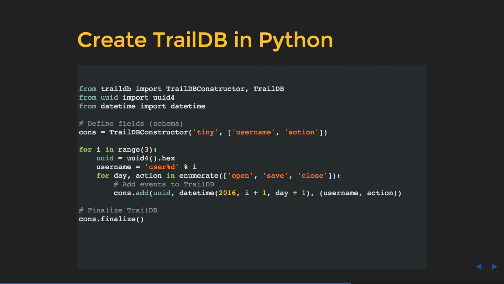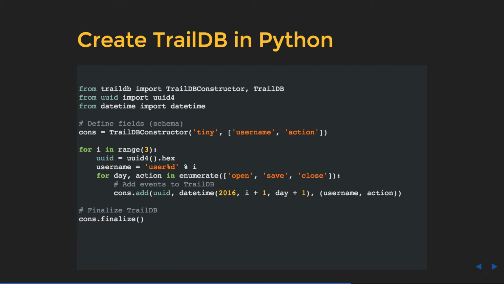In this case, we want to create a new TrailDB. What you do is, first you define a new TrailDB constructor. You announce that, okay, I'm going to build a new TrailDB. You basically define a schema that says these are the fields that my TrailDB is going to contain, in this case username and action. And then you give it some name, tiny in this case.